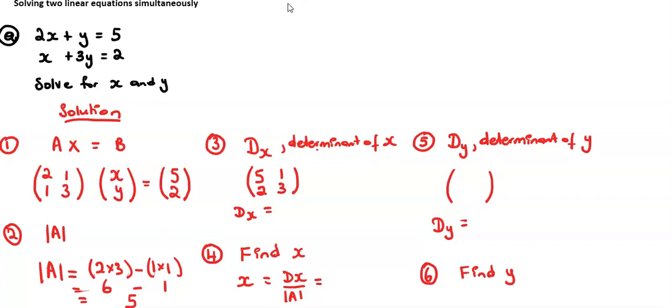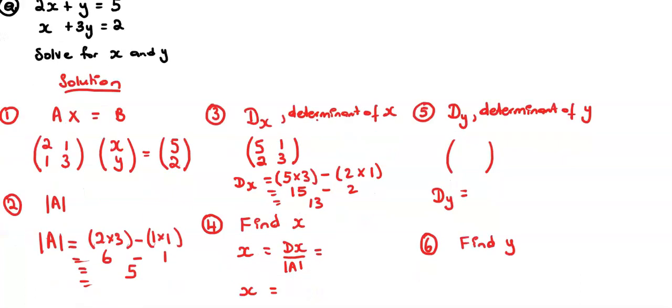So dx now is equal to our main diagonal, which is 5 times 3, minus the other diagonal, which is 2 times 1. So we have 5 times 3 is 15, and 15 minus 2 times 1, 2. 15 minus 2 is 13. So we have 13 as our determinant of X.